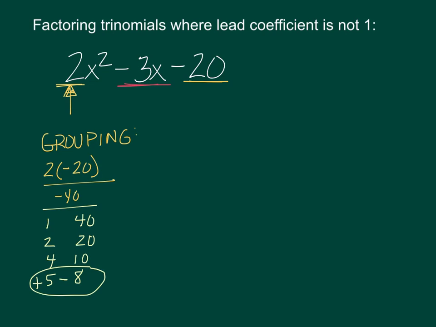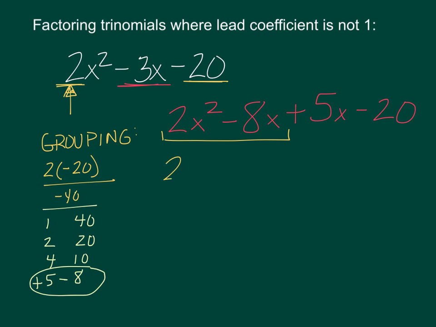So I'm going to rewrite this trinomial up here as a polynomial with 4 terms, but instead of writing minus 3x, I'm going to write it as minus 8x plus 5x. And then I'm going to factor this by grouping. So I'm going to say, what is it that I could take out of these two? And we notice I could take out a 2x, leaving an x minus 4.